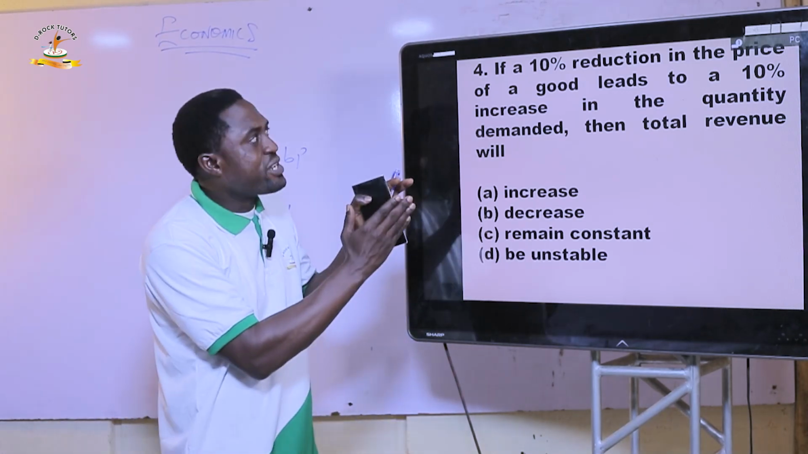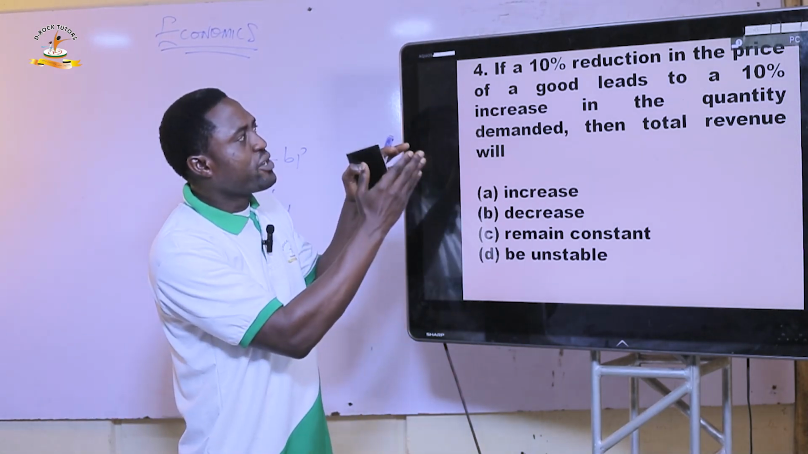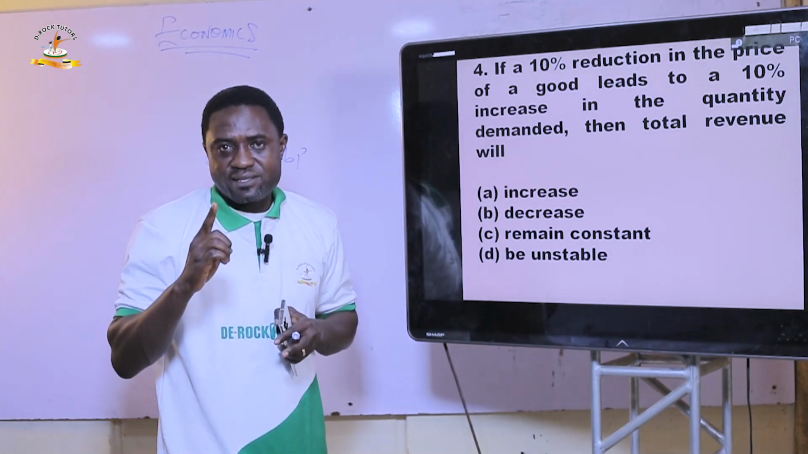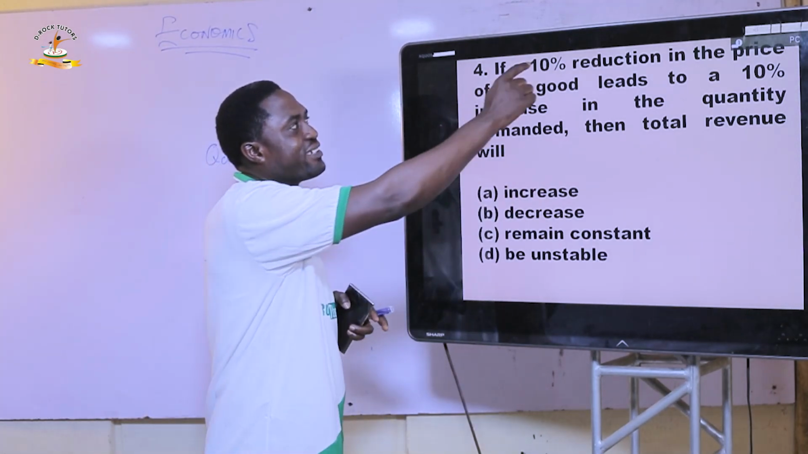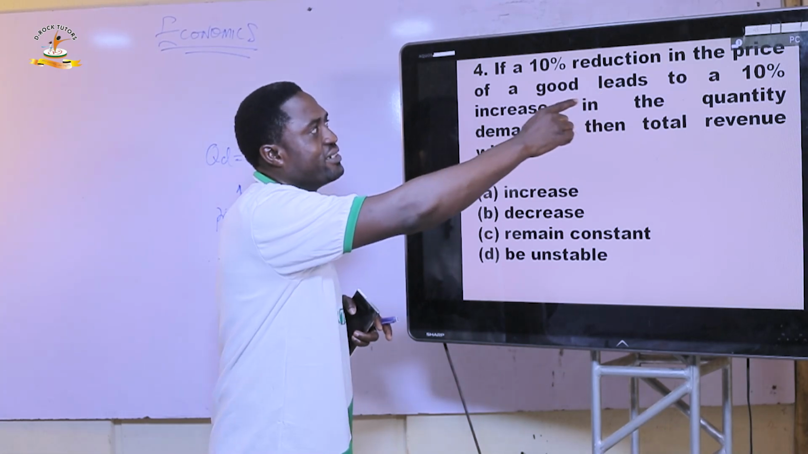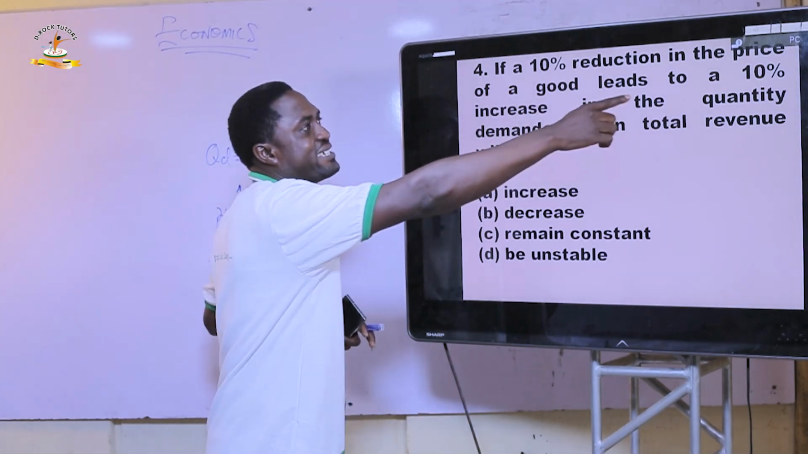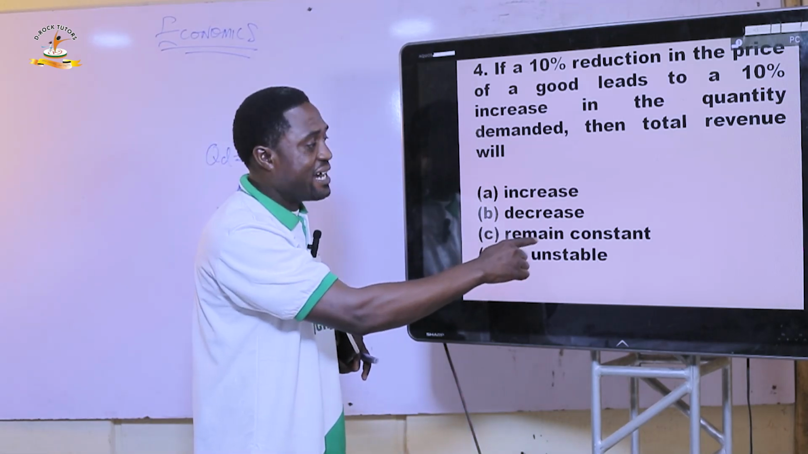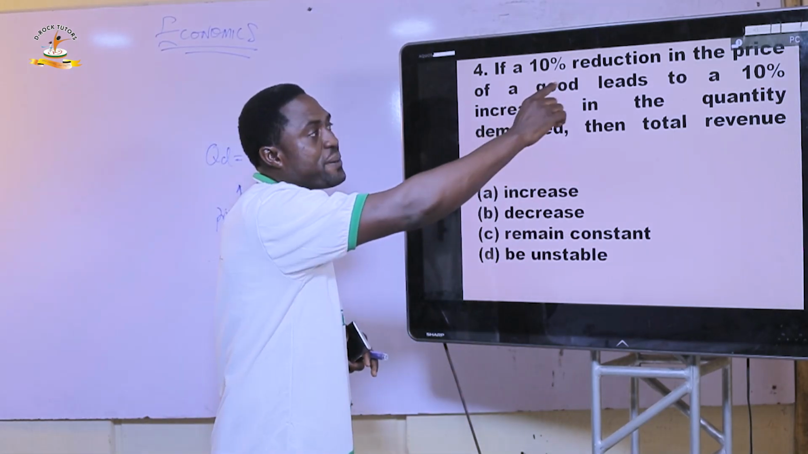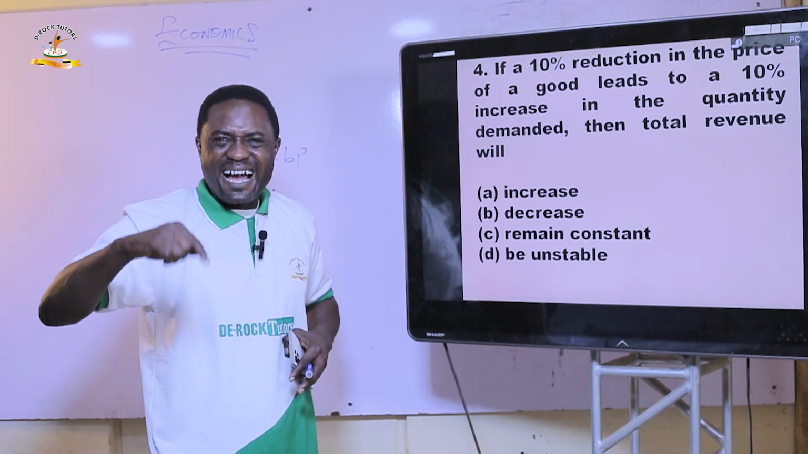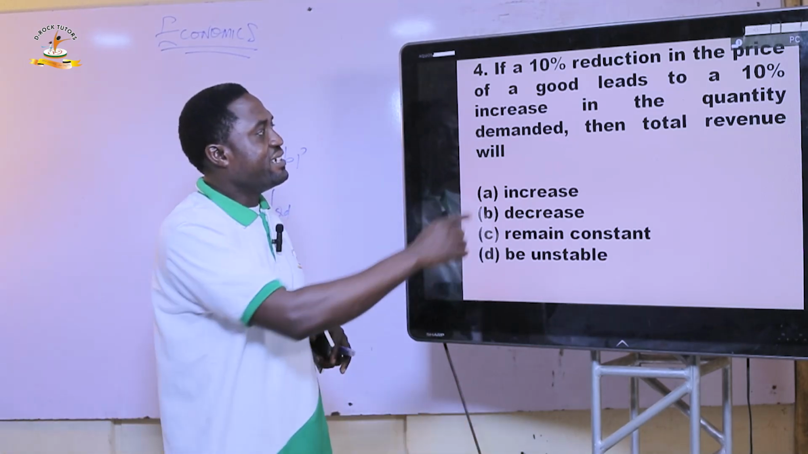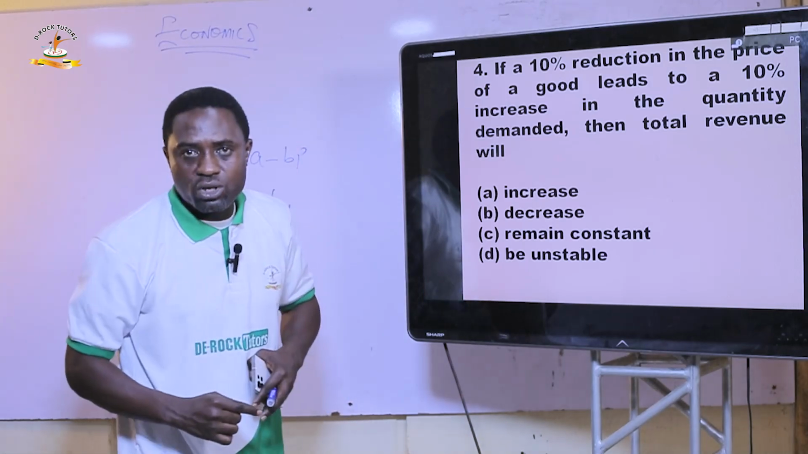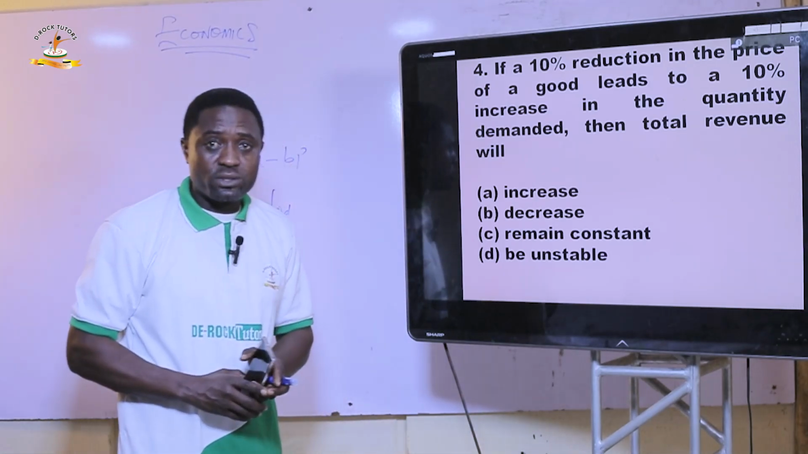So when we look at this question, if a 10% reduction in the price of a good leads to a 10% increase in the quantity demanded, the total revenue will be constant. The reason we are maintaining the answer to be remaining constant is because the 10% reduction in price has the same rate of change in the quantity demanded. That is why the perfect answer is that it remains constant. Option C. The next question, question 5.